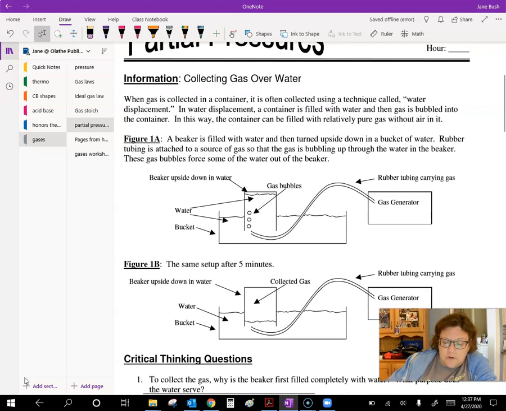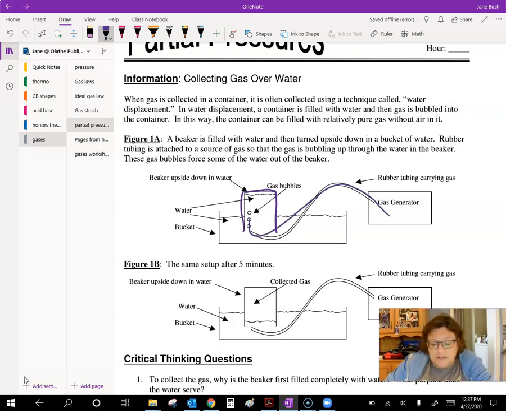Here's a drawing to show you. You've got a beaker and you've filled it with water first and then turned it upside down, and then you have a gas generator, a reaction going on that is bubbling in there. What are those bubbles going to do? Well, they're going to rise and displace the water that's in there. So eventually you have gas that has collected, but you collected it over water. Because that water can still evaporate, you're going to have some water vapor mixed in with the gas you collected. So we have to take that out when we're calculating pressures for gases. That's considered a dry gas versus a wet gas.